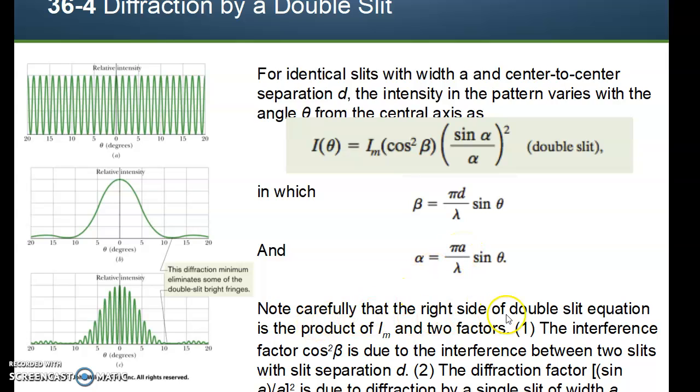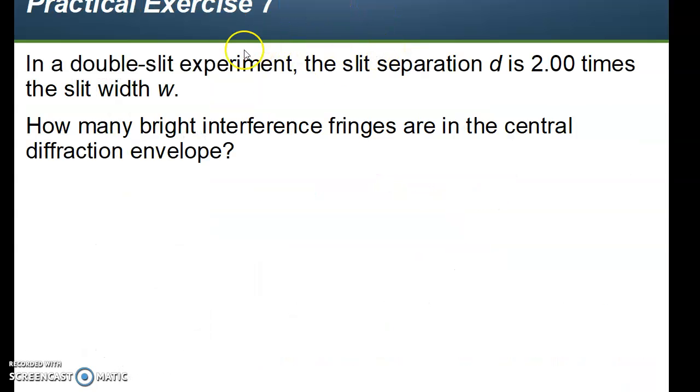So note carefully that the right side of the double slit equation is the product of two factors. The interference factor is due to the interference between the two slits, and the diffraction factor is due to the diffraction by a single slit of width A. So those are the two different factors involved here when you have a double slit. So in a double slit experiment, the slit separation d is 2 times the slit width, W. How many bright interference fringes are in the central diffraction envelope?